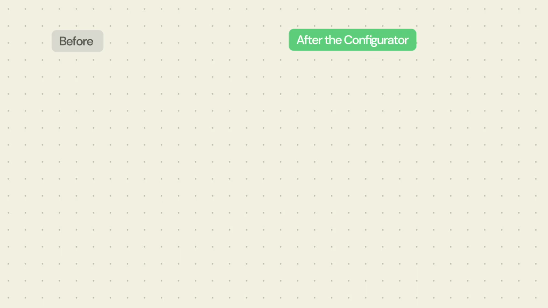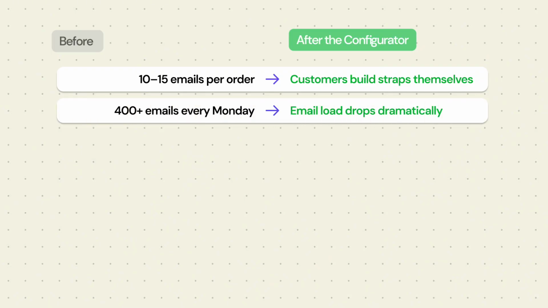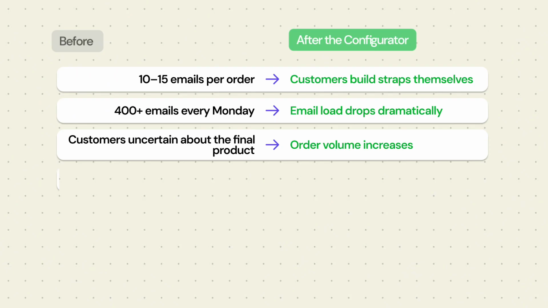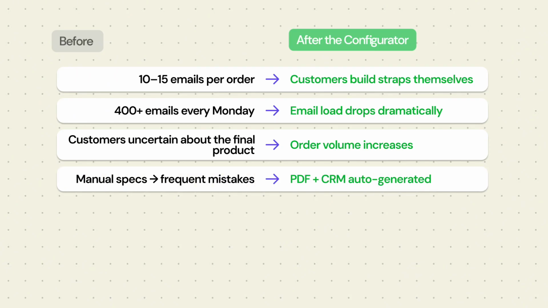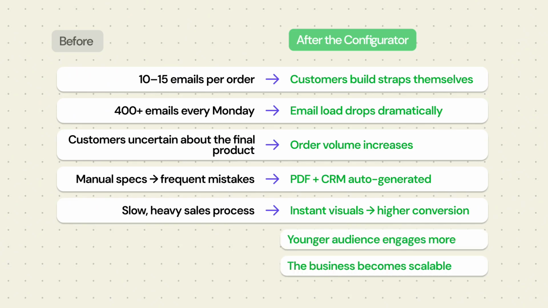So what changed after implementing the configurator? Before, 10 to 15 emails per order. Now, customers build straps themselves. Before, 400 incoming emails on Mondays. Now, email load drops dramatically. Before, customers uncertain about the final product. Now, order volume increases. Before, manual spec creation mistakes. Now, PDF and CRM auto-generated. Before, slow, heavy sales process. Now, instant visuals, higher conversion. And also, younger audience engages more. The business becomes scalable.